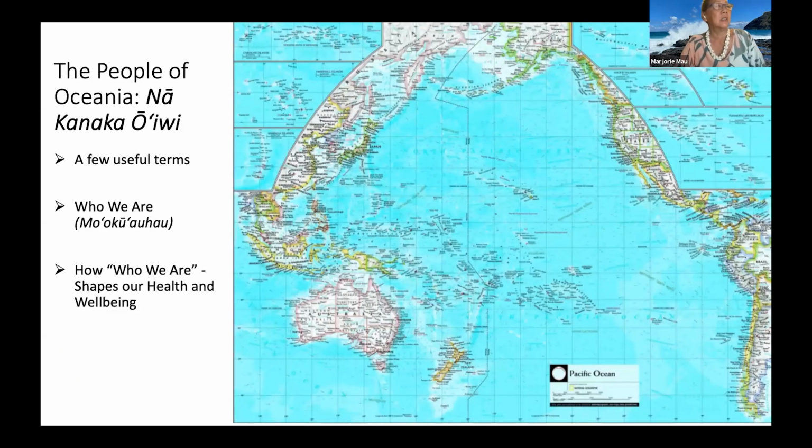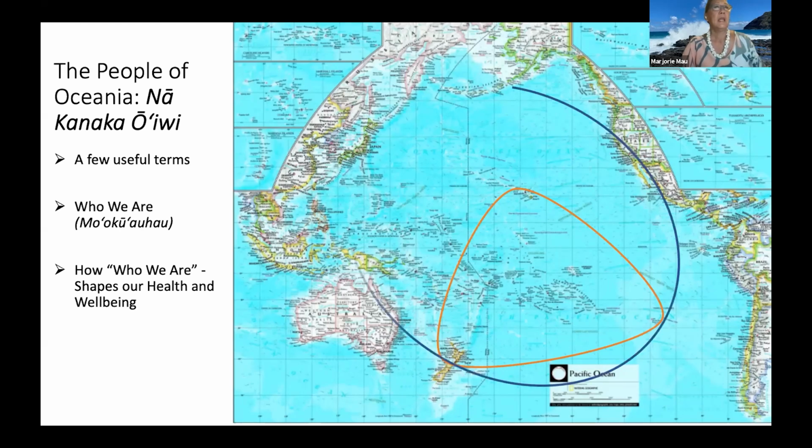So the people of Oceania, what I like to call Na Kanaka Oiwi, is located here on this map, which focuses on the Pacific Ocean. And this is what we would term the Polynesian Triangle, anchored by the state of Hawaii, Aotearoa or New Zealand, and Rapa Nui or Easter Island. And it sits within the region of Oceania, which is included here. Some of you may know this as the Ring of Fire. This is all the border countries surrounding the Pacific Ocean, the largest ocean in the world.